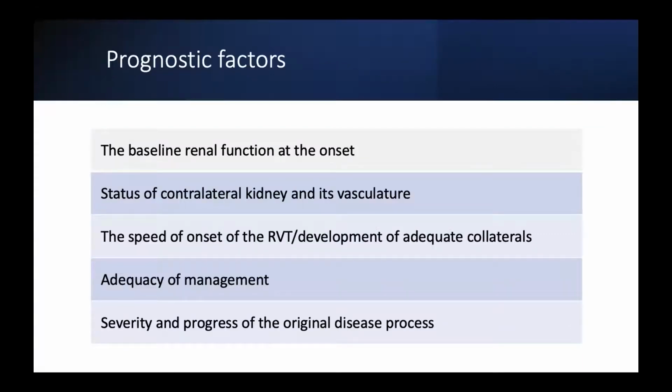So we opted to start the patient on anticoagulation itself. And this is with regard to prognostic factors also. The prognosis in case of renal vein thrombosis depends on, the most important thing, the baseline renal function at onset of renal vein thrombosis. In this patient, it was normal. His creatinine was 0.9. Other factors are the status of the contralateral kidney and its vasculature, and the speed of onset and development of adequate collaterals, which this patient had. So this patient had relatively good prognostic factors, and hence we started him on just anticoagulation itself.